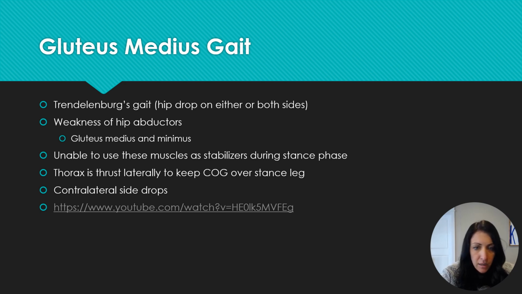A glute medius gait, or Trendelenburg gait, is where there's hip drop on either or both sides, and weakness of the hip abductors, like the glute medius and minimus. They're unable to use these muscles to stabilize during the stance phase. A lot of times the thorax is thrust laterally to keep the center of gravity over the stance leg, and the contralateral side will drop, so we can look over that one too.